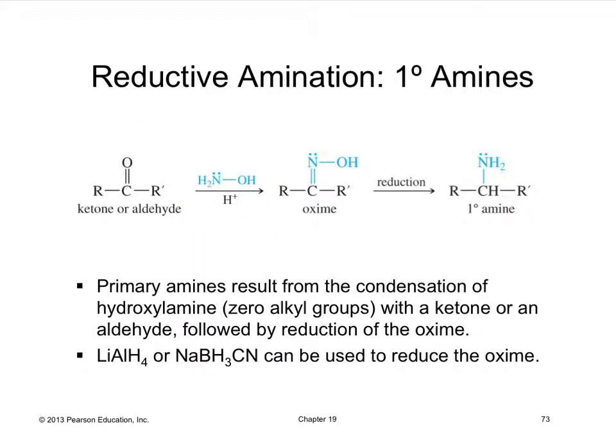Reductive amination, so you can take aldehydes or ketones reacted with hydroxylamine to generate an oxime, and then you can reduce by treating it with lithium aluminum hydride or sodium borohydride, and then generate the amine, the primary amine.